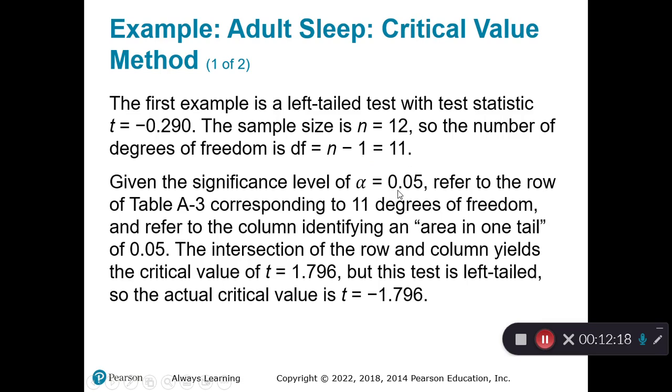Using the table for the t-distribution, table A3, if we find the row for 11 degrees of freedom, and then we pair that up with the column that has a one-tailed area of 0.05, we find that the corresponding t critical value is 1.796. Now remember, the t-distribution table only gives us positive values. We are in the left tail, which means that we're going to use the negative counterpart of negative 1.796 as the correct critical value.